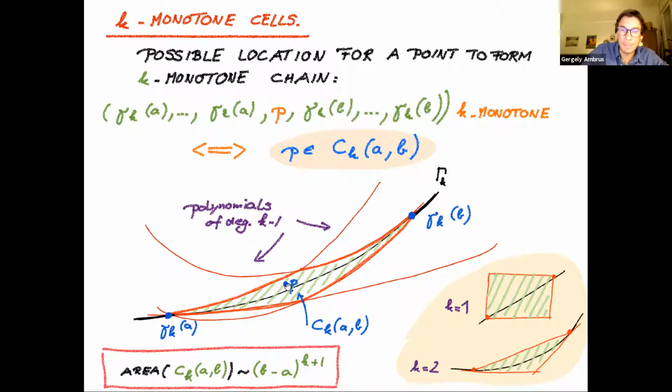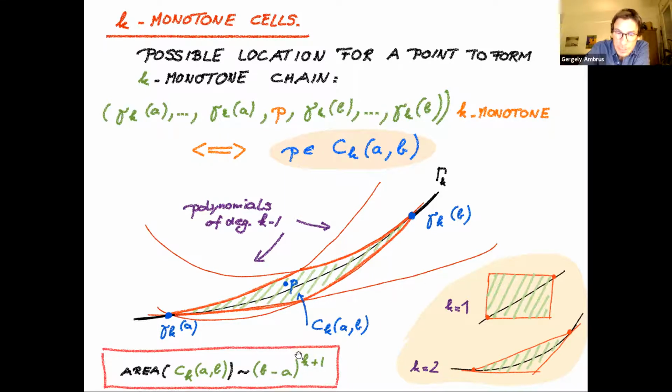And the truth is that any point in this cell, well, the cell is exactly the location of points which, together with these points, well, multi sets of points and these sort of tangential directions, form a K monotone chain. And now these polynomials depend, of course, not only on these points, but also this sort of fixed lower derivatives at these endpoints. And the very nice property is that the area of this cell can be calculated, and the area of this cell turns out to be proportional to b minus a to the k plus 1.